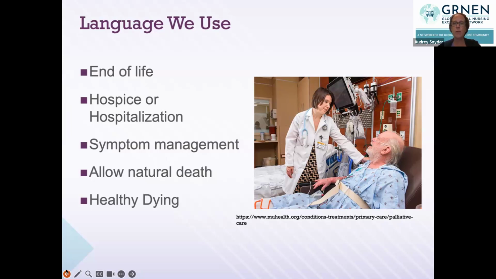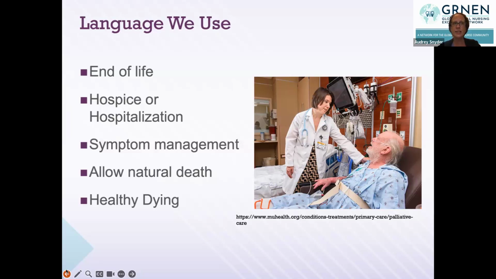We want to talk about not just pain, but other symptoms that they may have and how they need to be managed. And as opposed to talking to patients about do not resuscitate, I talk to patients about allow natural death. And in Europe, this is much more common language than it is here in the US. But if something happened where their heart stopped, they stopped breathing, would they want to be allowed to die naturally, or would they want interventions to be done?